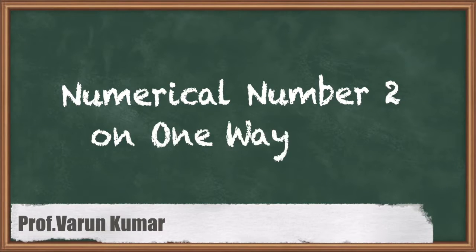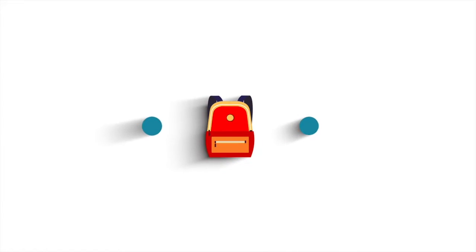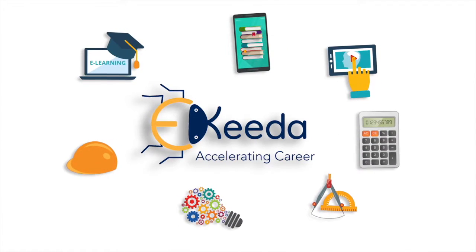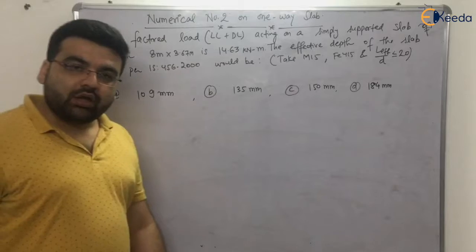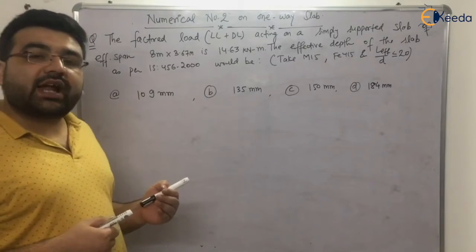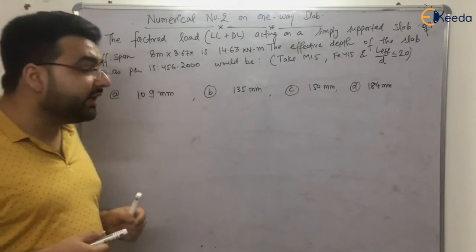Subject concrete structures, chapter design of slabs, topic numerical number 2 on one-way slab. So students, now let us solve one more numerical so that our concepts get further strengthened, right?